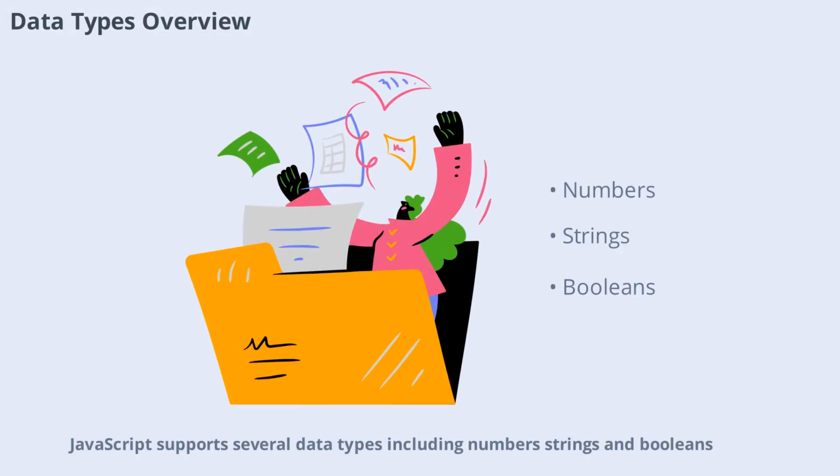JavaScript supports several data types, including numbers, strings, and booleans. Each type is used for different kinds of information. Understanding data types helps you write accurate and efficient code.